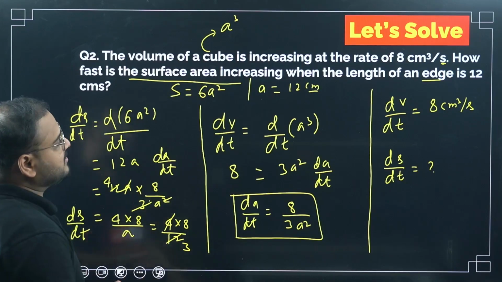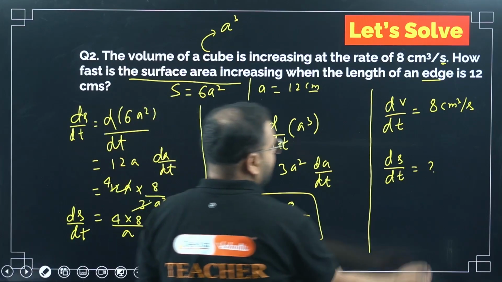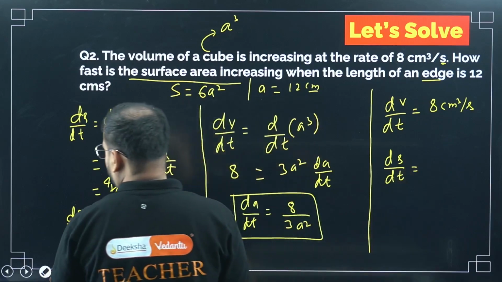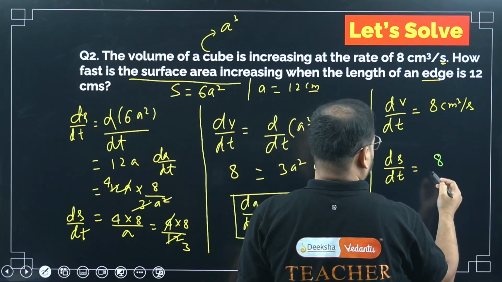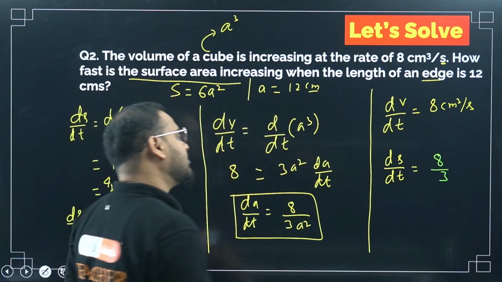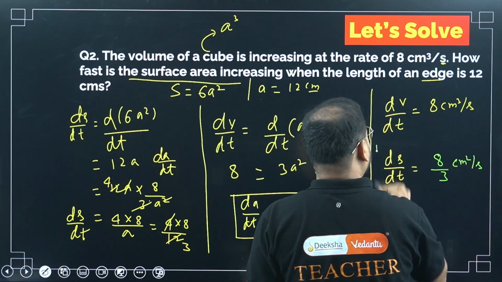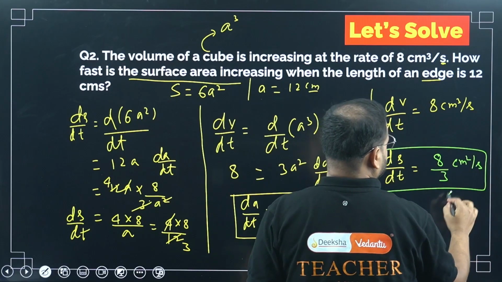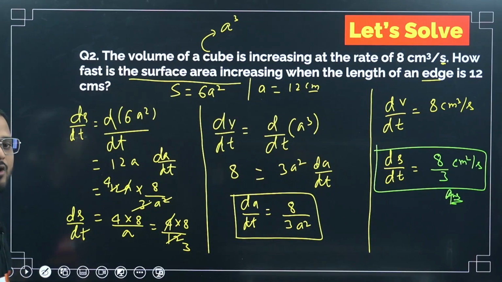So I get my final answer, which they were looking for. dS by dt is 8 by 3. What is the unit going to be? Rate of change of surface area, so centimeter square per second. Centimeter square per second. This is my final answer. I hope you understand this. Okay, I'll get on one side. So please check. I hope this is visible.